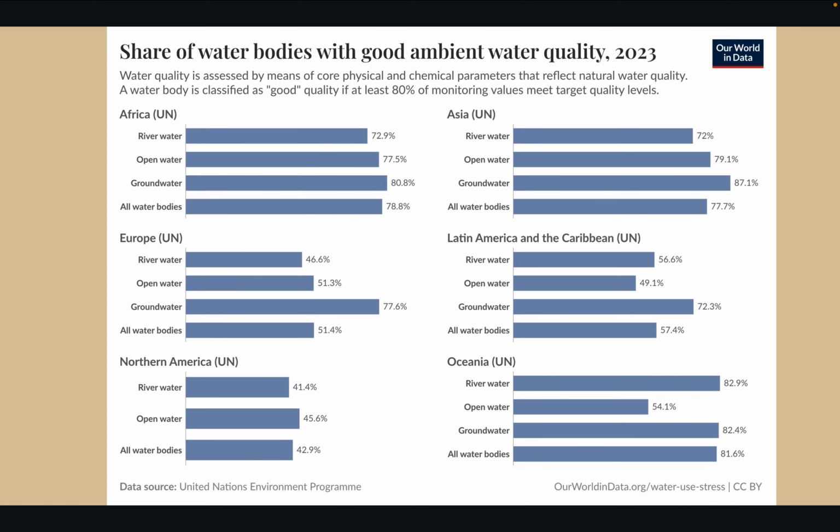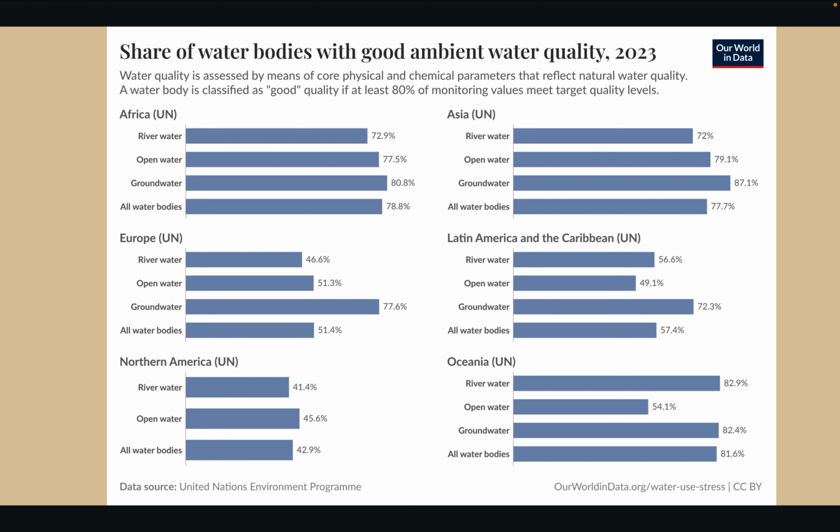And finally, we have the share of water bodies with good ambient water quality as of 2023. Water quality is assessed by means of core physical and chemical parameters that reflect natural water quality. A water body is classified as good quality if it has at least 80% monitoring values meeting its target quality levels. And this graph surprised me a little bit because it's kind of the opposite of what the previous graphs were showing.